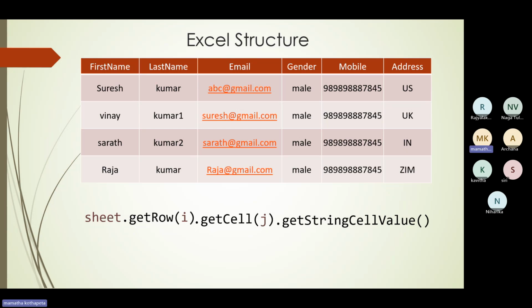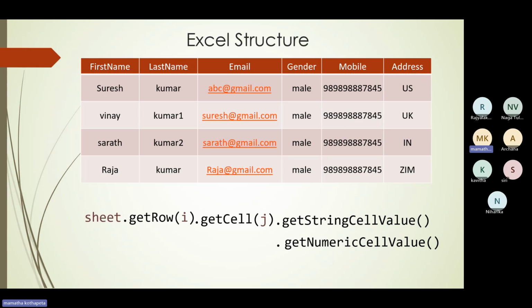But what if I want to get a numeric value? I have a different method called dot get numeric cell value. But how is it possible in the same cell? I'm saying get string cell value and I'm telling get numeric cell value. So this mobile number is a number, right? How does it behave as a string? So what can I do?